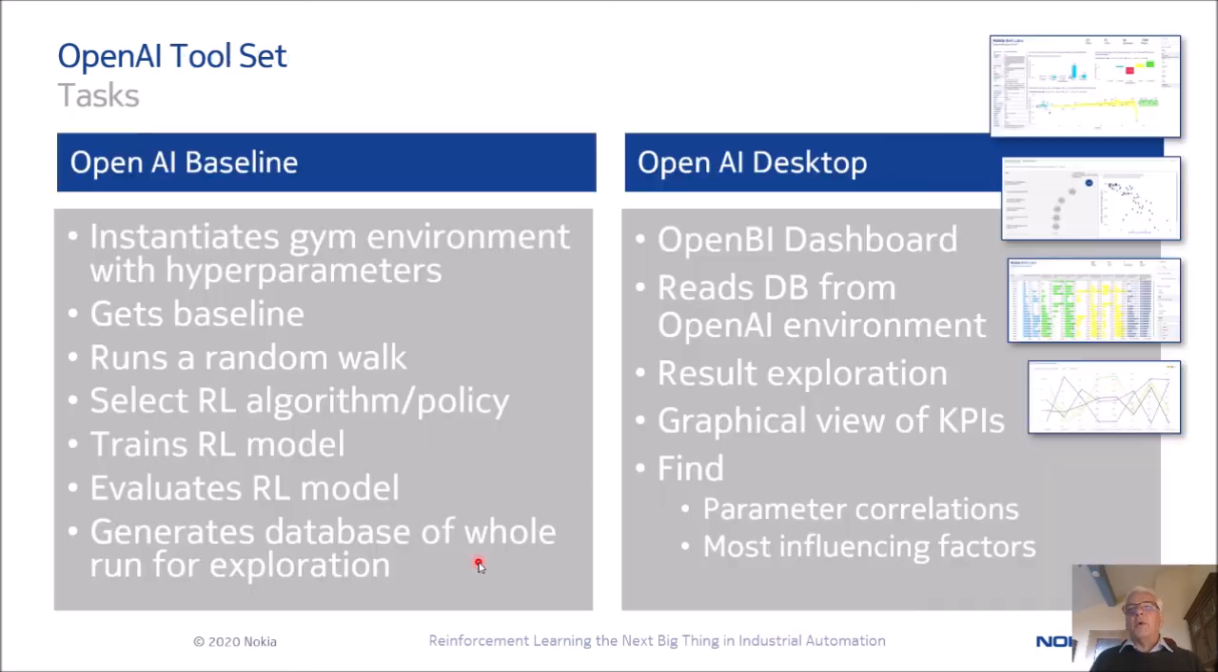Let's have a short look at what these two tools are used for. First of all, the OpenAI Baseline is a basic tool which instantiates such a gym environment with hyperparameters. It gets a so-called baseline. It starts a random walk through the system just by selecting random actions. Then it selects a specific RL algorithm and a policy. It trains the model, and finally it evaluates the model. And last but not least, it generates a database about the whole run, because those runs are running for hours or days.